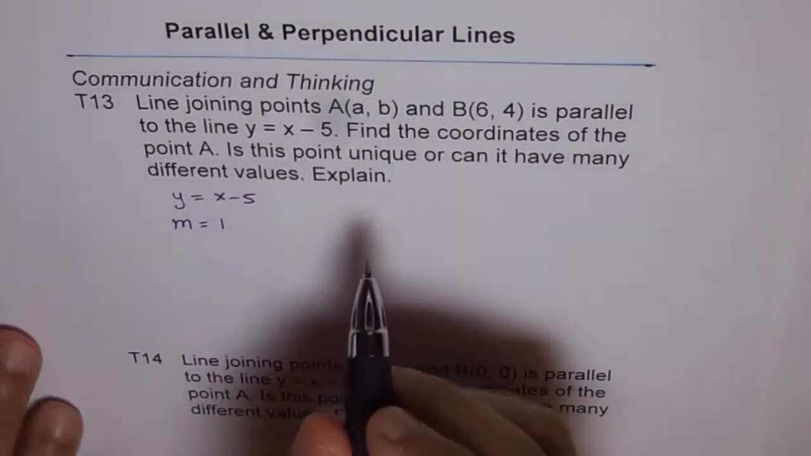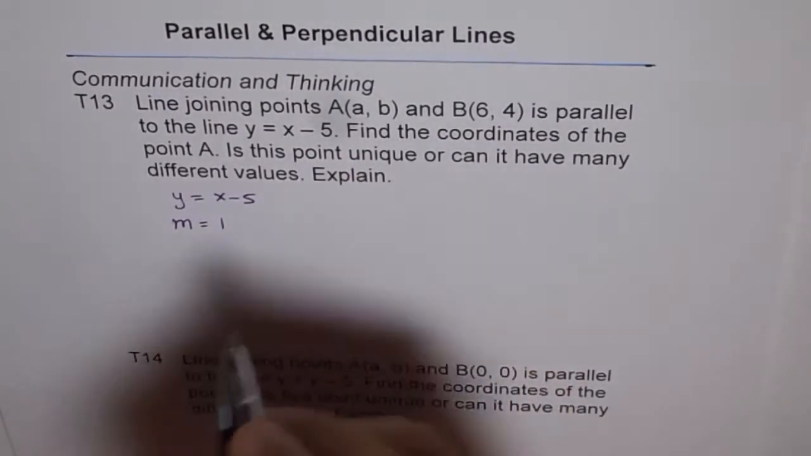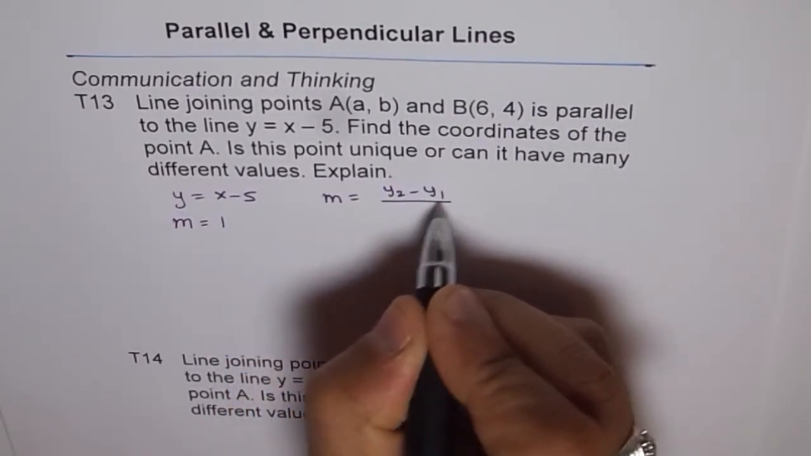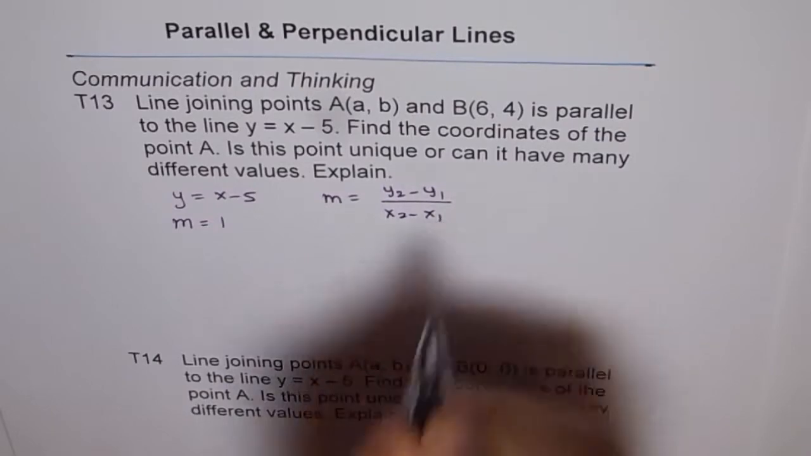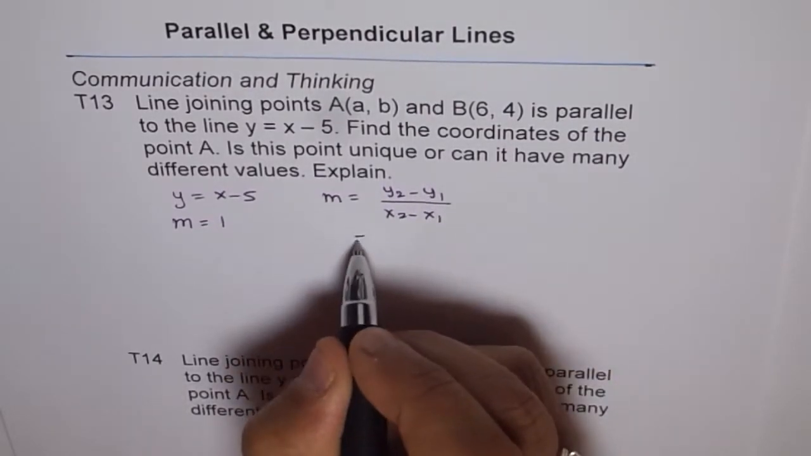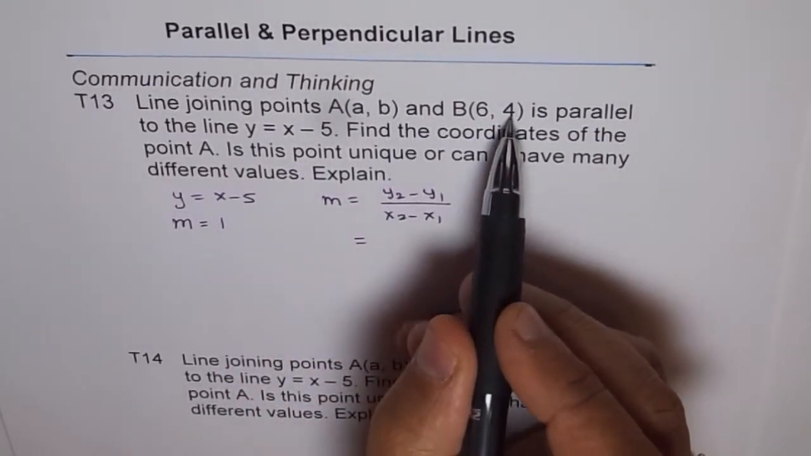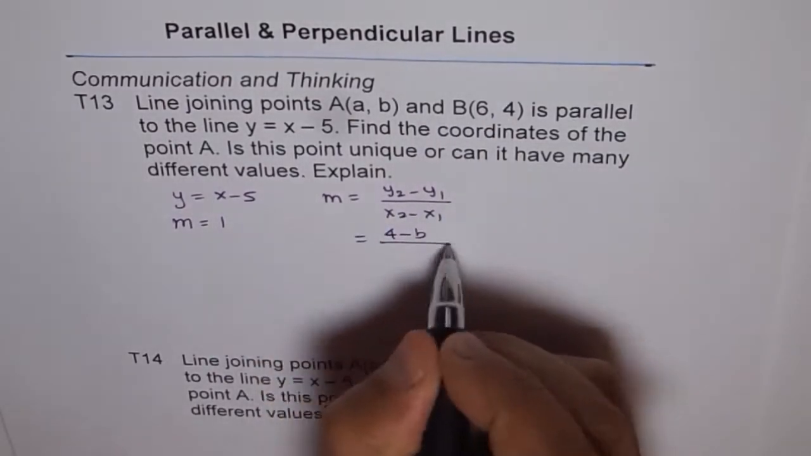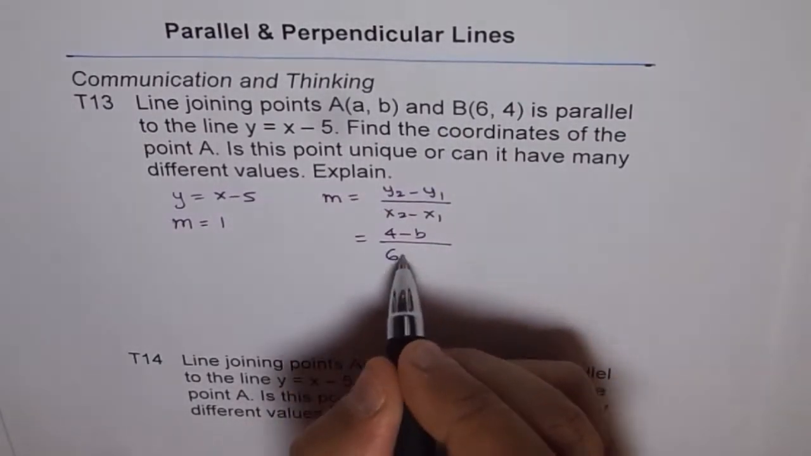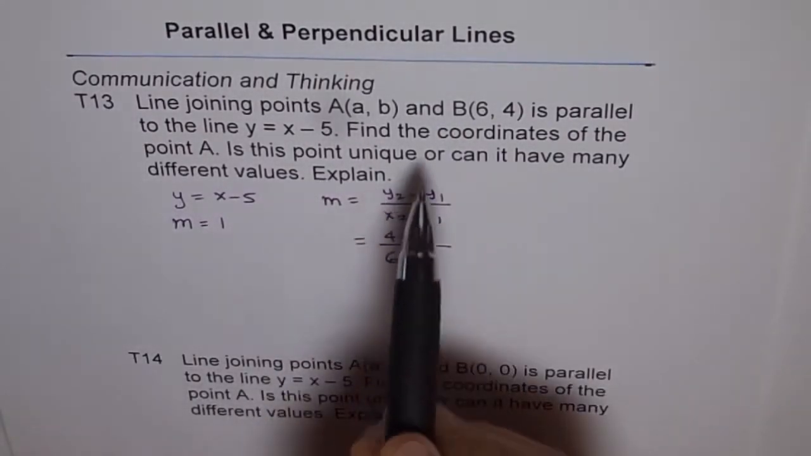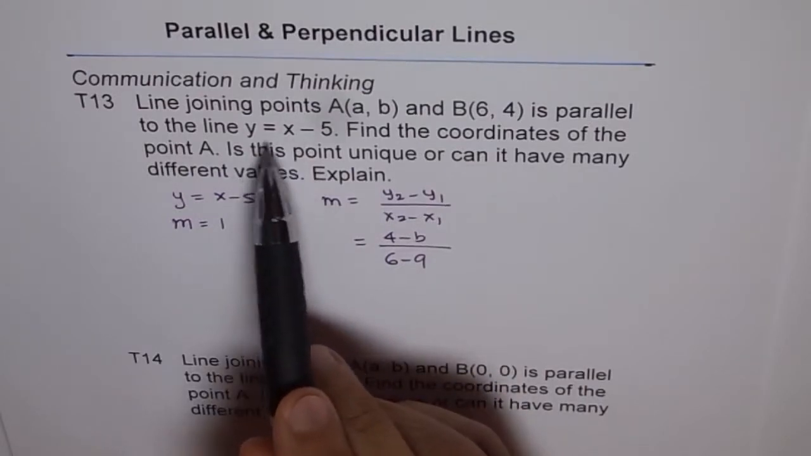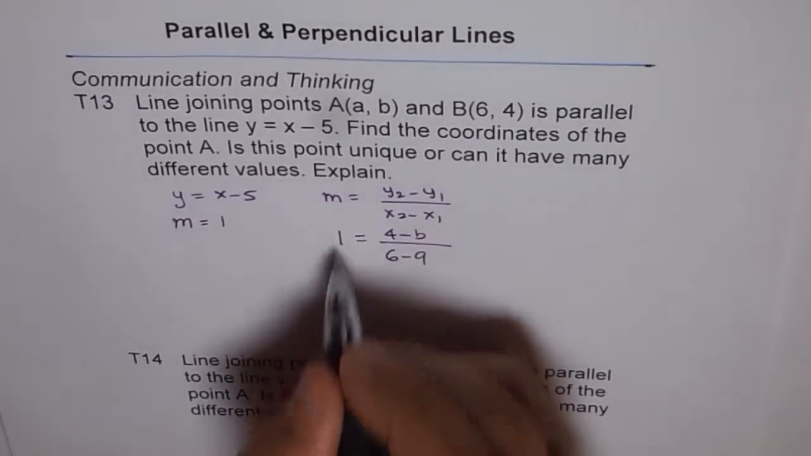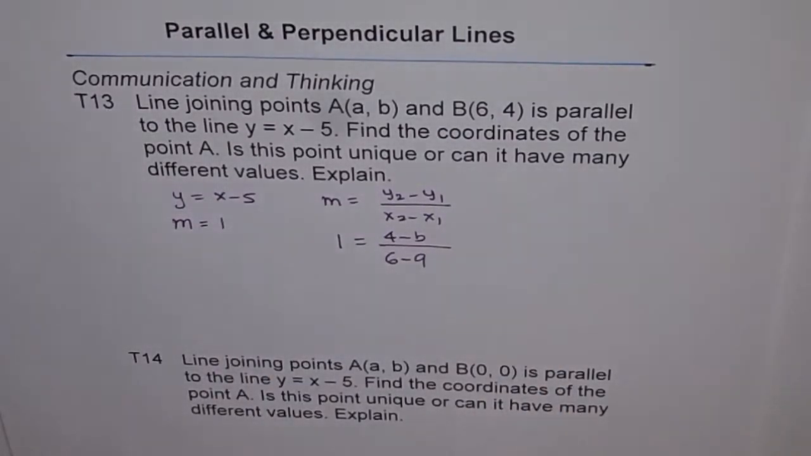So what is the slope of the line joining A and B? The slope will be y2 minus y1 divided by x2 minus x1. Now let's take this as the second point. So 4 minus b divided by 6 minus a is the slope of this line. Now since this is parallel to the given line, that slope should be equal to 1, correct? So this should be 1. So that is what our equation is.